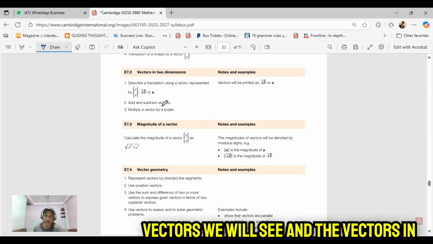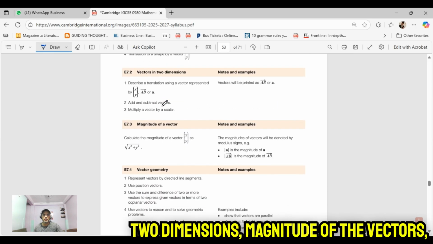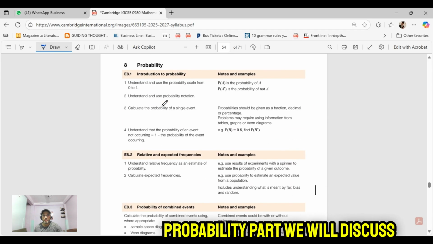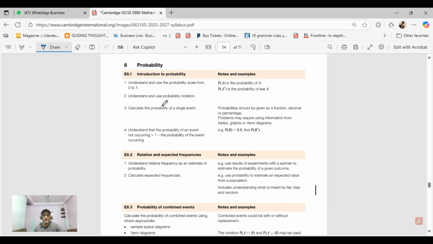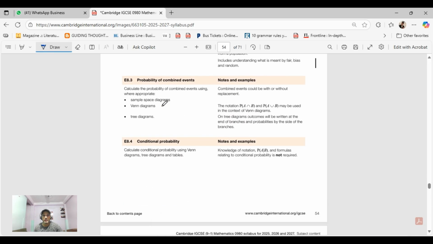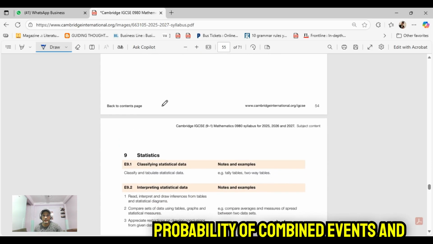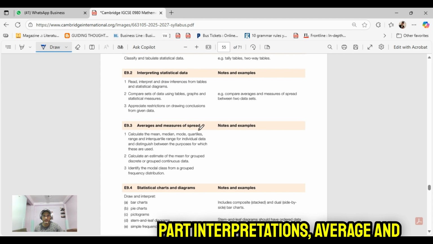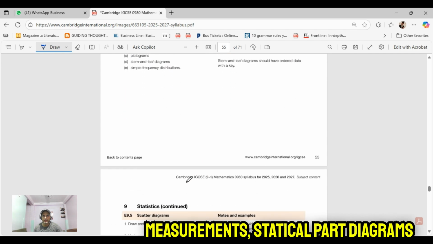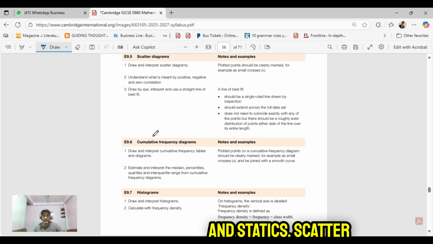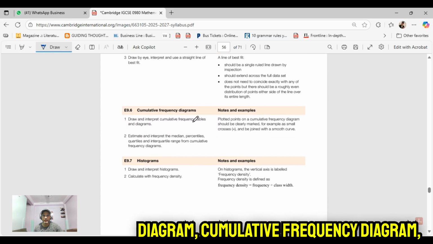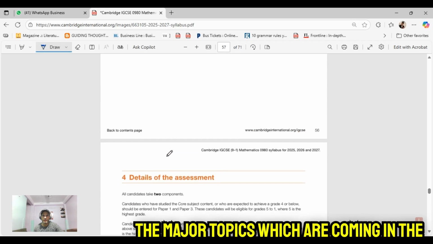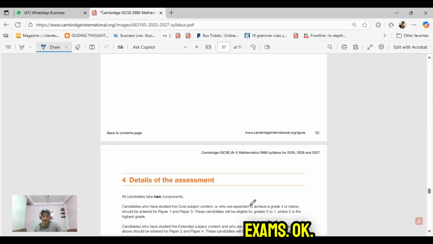Transformations and vectors we will see, and vectors in two dimensions, magnitude of vectors, geometry we will see. Then the probability part we will discuss: relative and expected frequency, probability of combined events, and conditional probability. Then the statistics part: interpretation, averages and measurements, diagrams and statistics, scatter diagram, cumulative frequency diagram, histograms we will discuss. So these are the major topics which are coming in the exams.